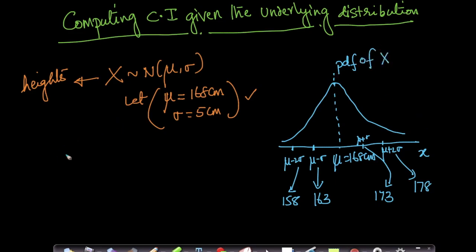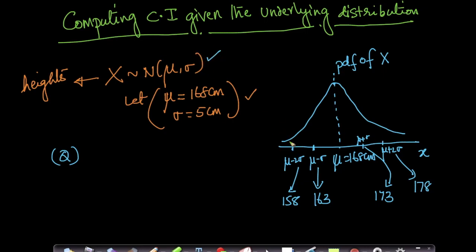Now, imagine I want to compute the confidence interval of heights. So let's try to make a statement. I think that's a much better way of understanding this than just using some mathematical terminology. Since I know that my distribution follows a Gaussian, that's the first thing that I know.